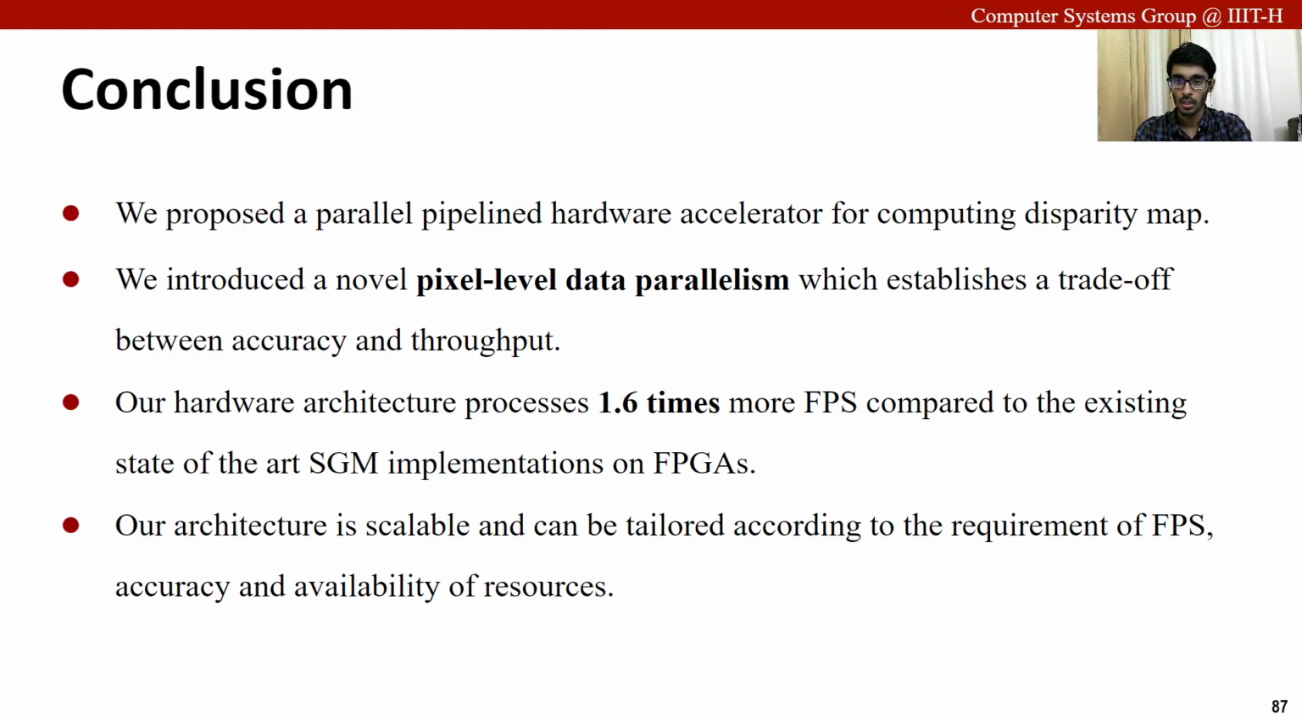We propose a parallel pipelined hardware accelerator for computing the disparity map. We introduce a novel pixel-level data parallelism. Our hardware architecture provides 1.6 times more FPS compared to the existing state-of-the-art SGM implementation on FPGAs. Our architecture is scalable and can be tailored according to the requirements of FPS, accuracy, and availability of resources.